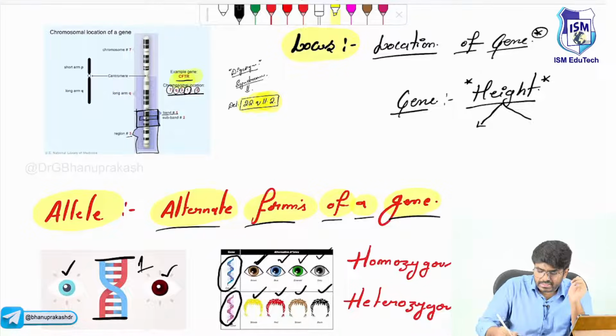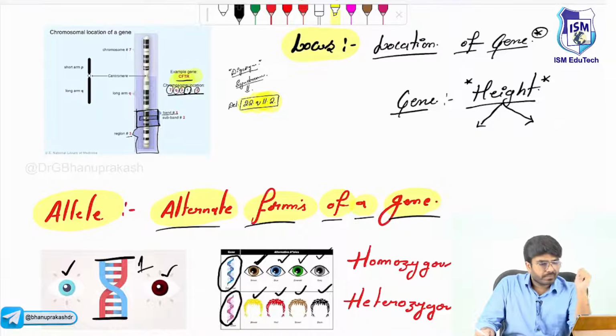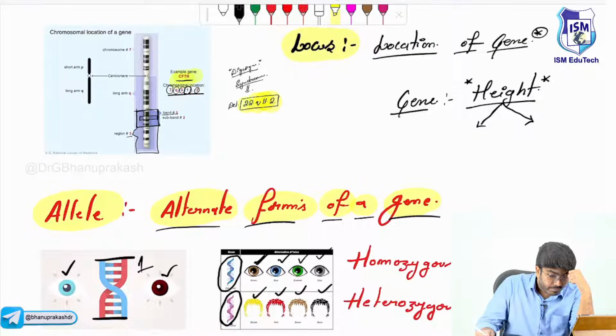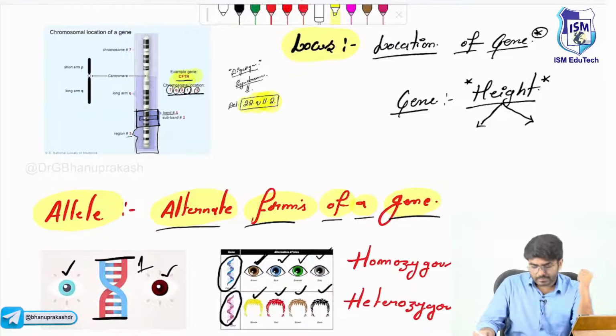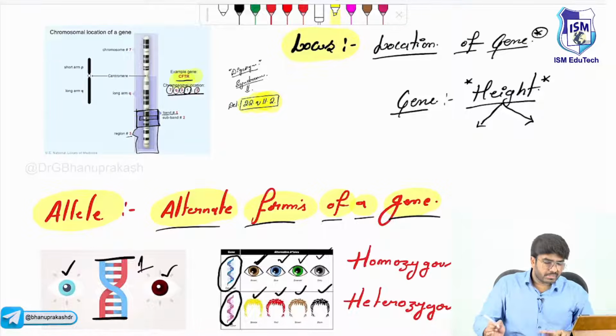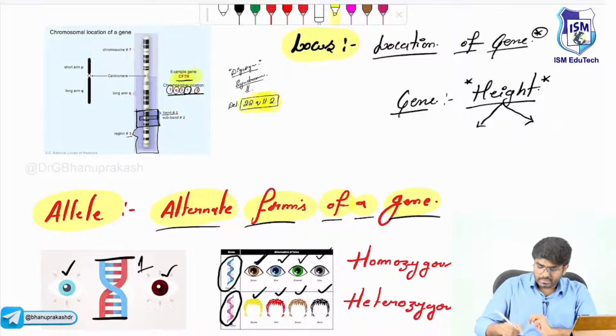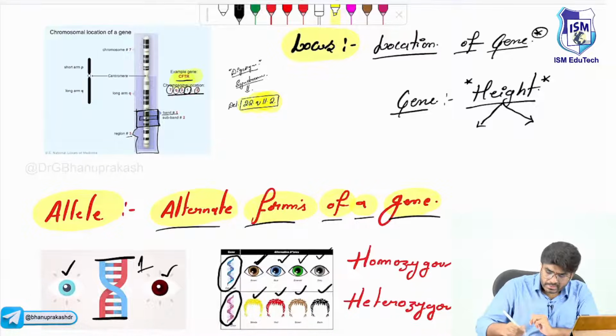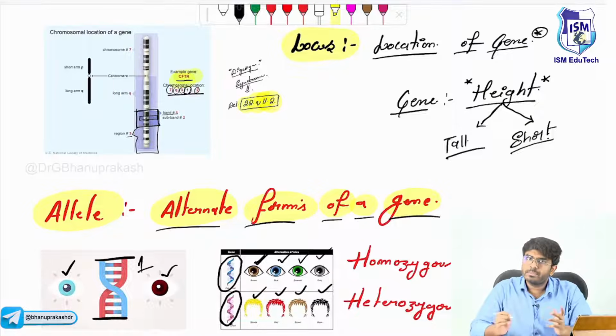Sir, if height is a gene, how many alleles can it have? Guys, can you tell me? Come on, guys. Sumit, Pashwan, Reen. If height is the gene, how many alleles? See, one thing is it can code for tall height or it can code for short height. Possible, tall and short. Simple.